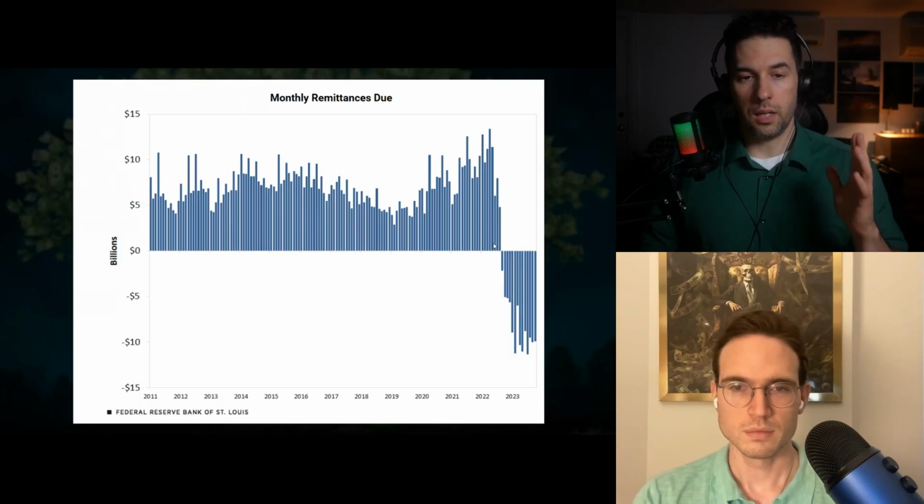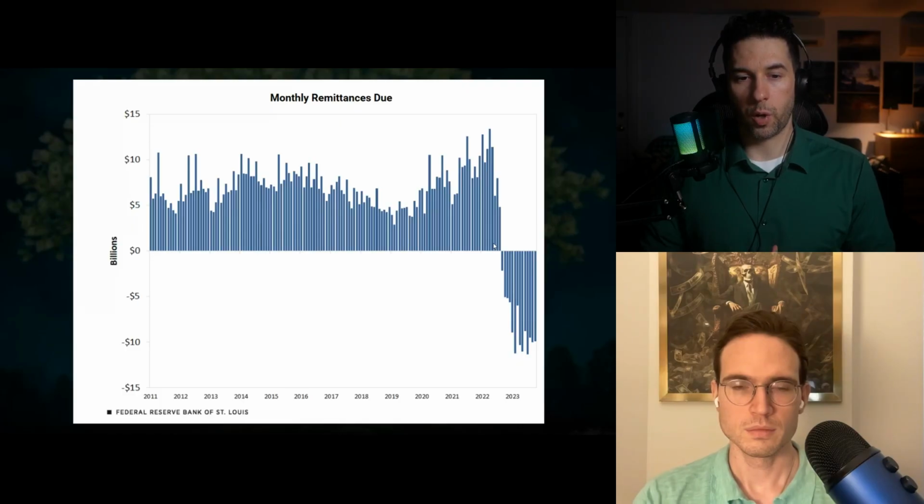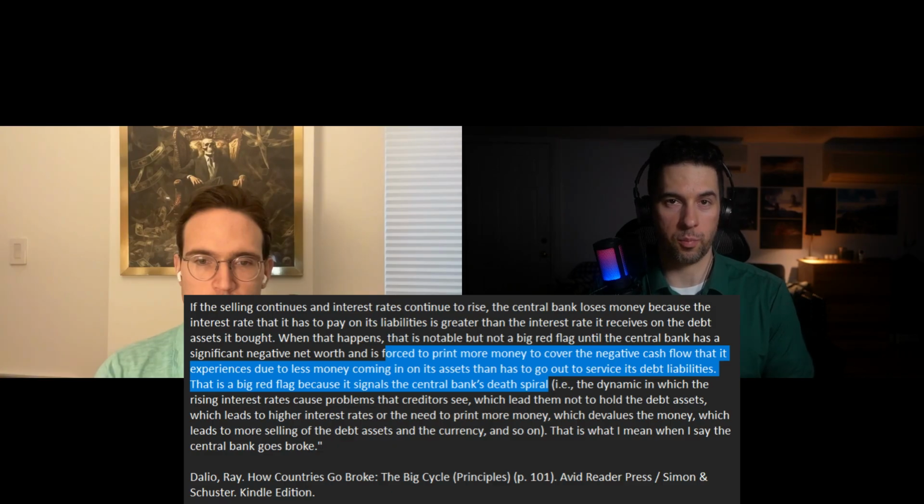So Dalio says very clearly that that's probably stage 6A. 6B is much more serious, and that has to do with signaling the beginning of the death spiral for the central bank, when it can no longer cover those cash flows except by printing money, which as of yet is not the case.